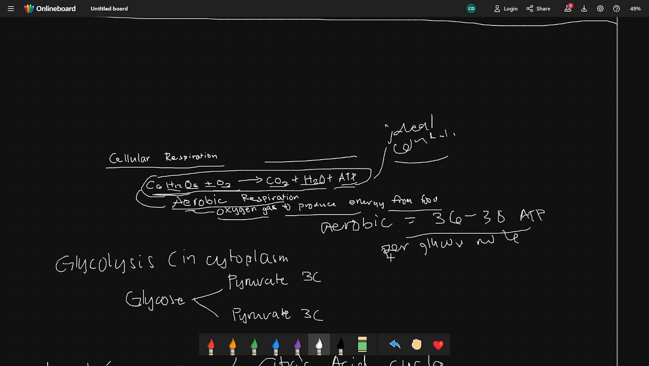So this happens during aerobic respiration. A brief note towards this: this is the metabolic pathway from food to energy.